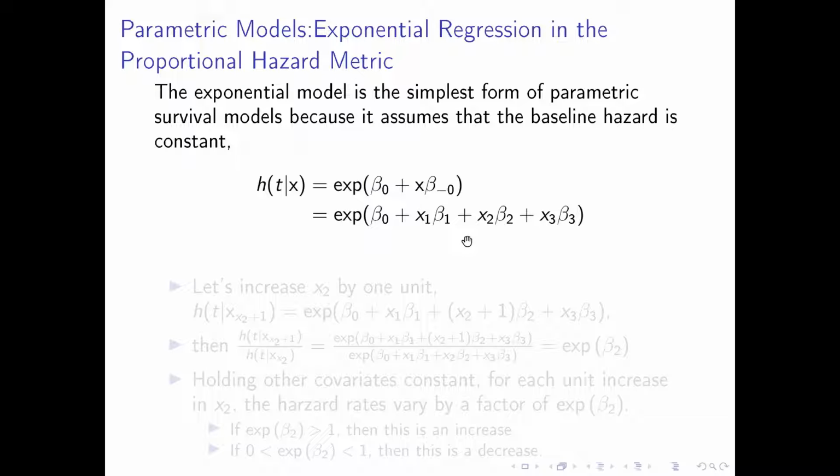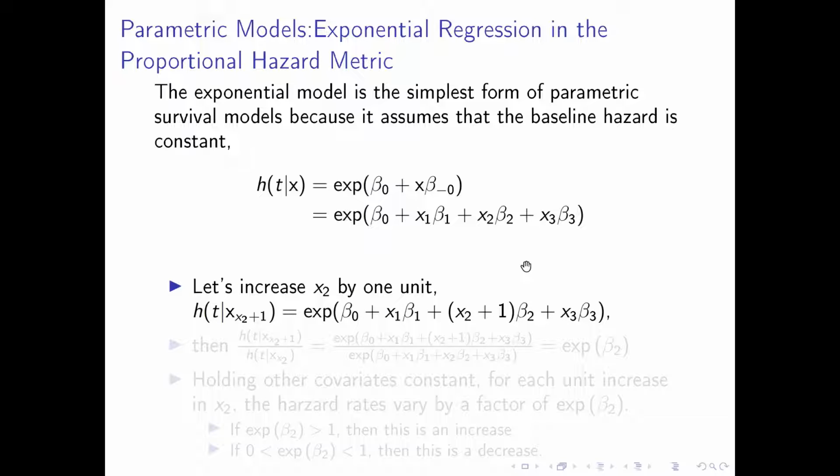to beta 3 corresponding to the slopes for the three covariates respectively. And what we're going to do here is pick a generic variable. Here it is x2. So I'm going to increase x2 by 1 unit. So here I increase x2 by 1 unit, and the expression for the hazard function becomes the exponential function of beta 0 plus x1 beta 1 plus (x2 plus 1) beta 2 plus x3 beta 3.